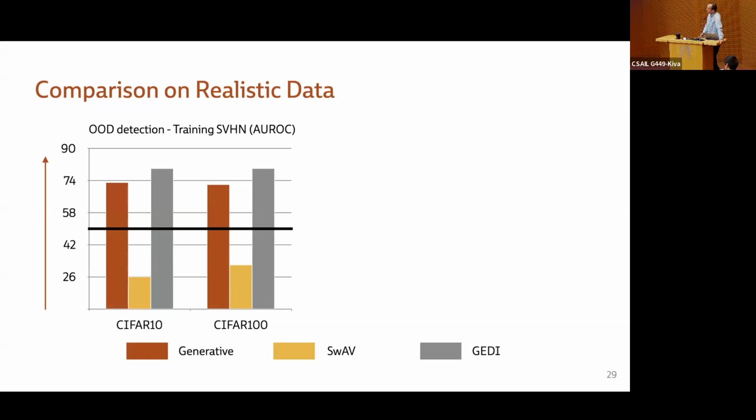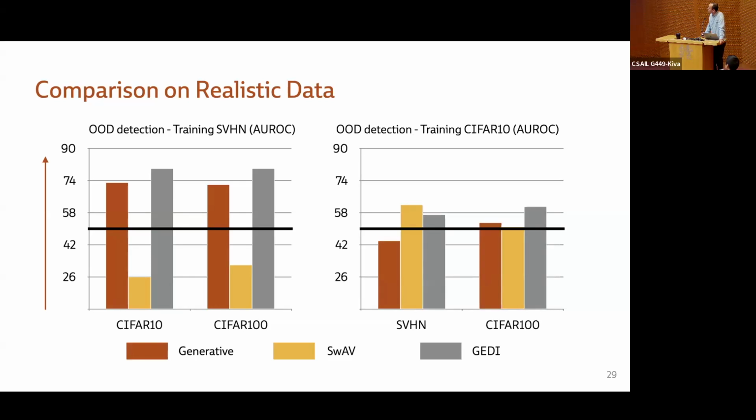I don't want to give the wrong message that we are solving out-of-distribution detection. There are cases in which all models have difficulty with the task, and this is one example. If you train on CIFAR-10 and test your model on SVHN or CIFAR-100, the model has difficulty determining whether the data is out of distribution or in distribution. This is a known problem reported in the literature, and if you are interested, I recommend looking into this paper.